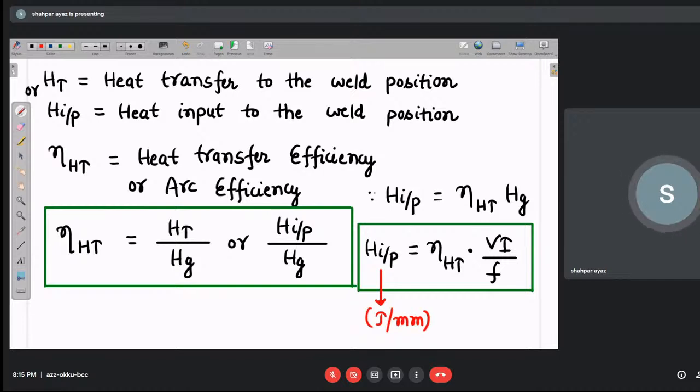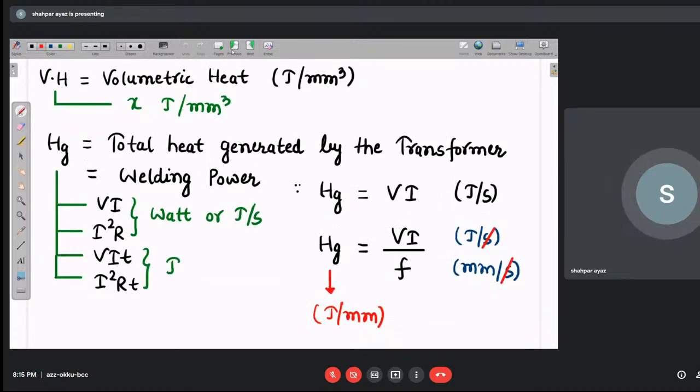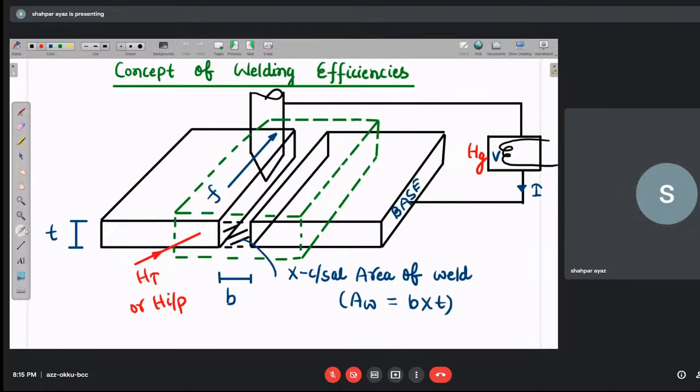Now guys, the next part of discussion: we got the heat input to the weld. Now the main thing is, suppose this is your system and you want to melt it. The amount of heat required to melt these two joining surfaces is, suppose, 300. The amount of heat you are transferring is 700. The amount of heat you are producing is 1000. Means the requirement of heat is 300 and you are producing 1000. So the remaining heat is going where? Hg minus Hm.